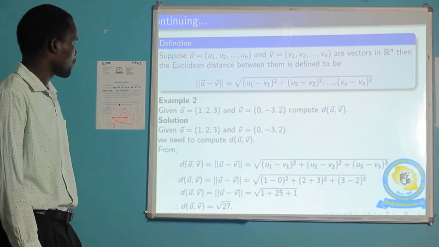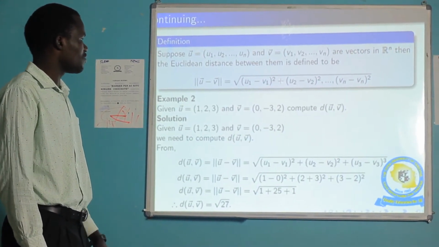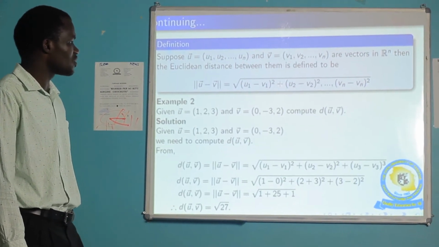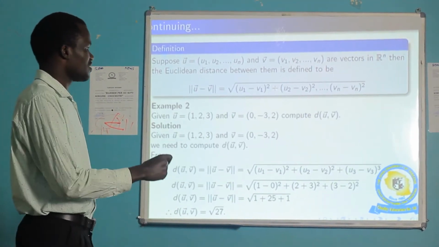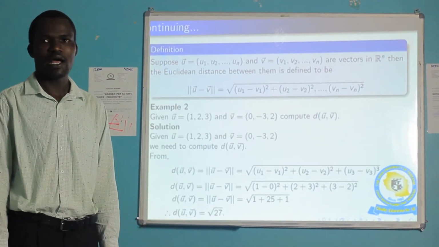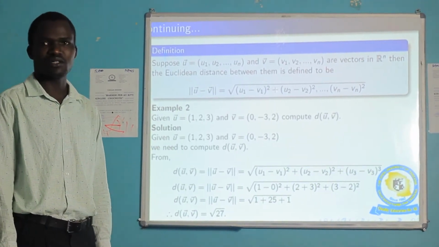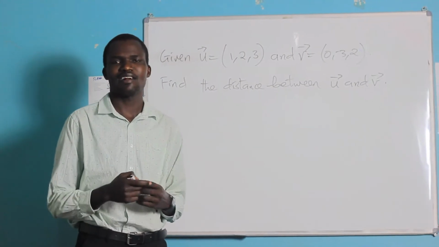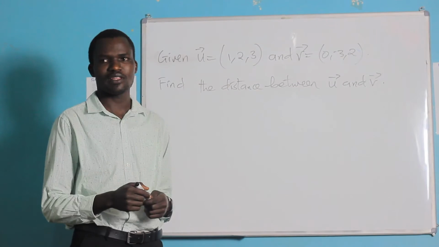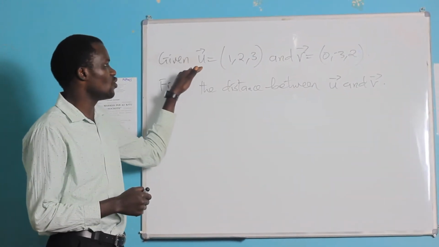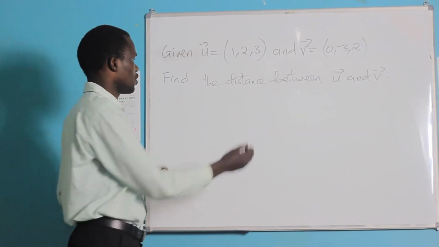So for example here, we have given two vectors, u and v. We are asked to compute d of vector u and vector v. That means the distance between u and v. So let's go see the calculation. Dear students, let's see the example on how to compute the distance between vectors. Here we are given vector u and vector v, and we're asked to find the distance.